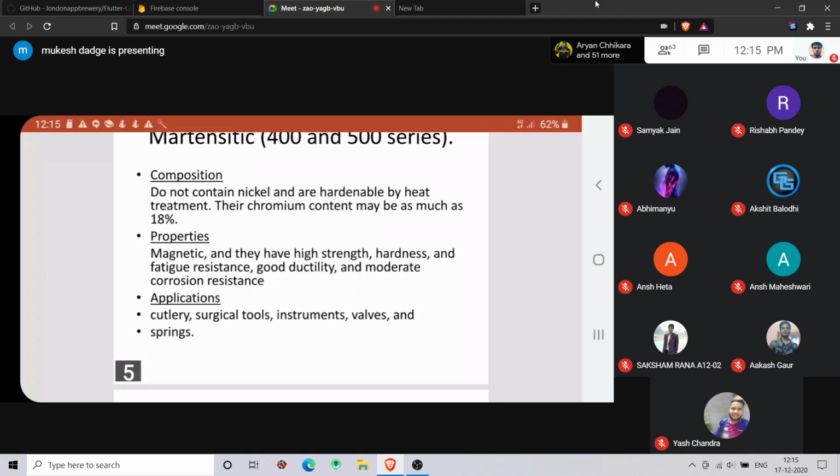So applications are cutlery, surgical equipment, instruments, valves and springs. Right? Why is it used for surgical equipment and so on? Because it can be heat treated. You can have specific springs for the tools and instruments.